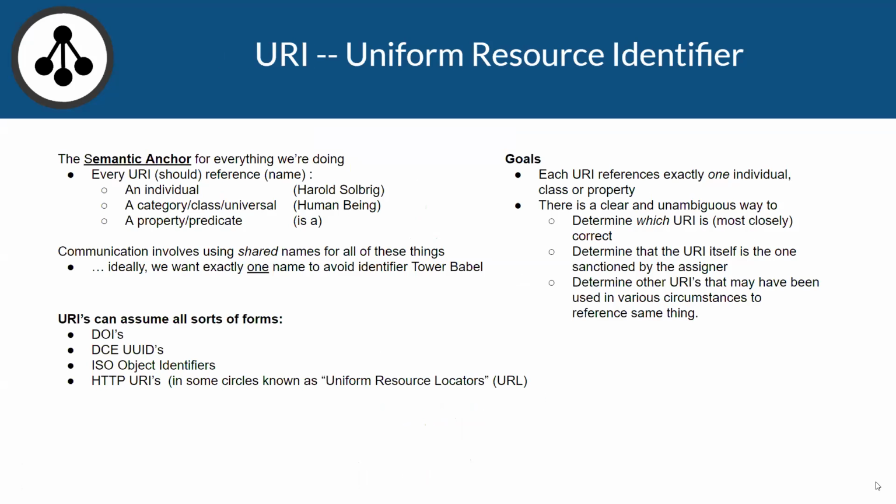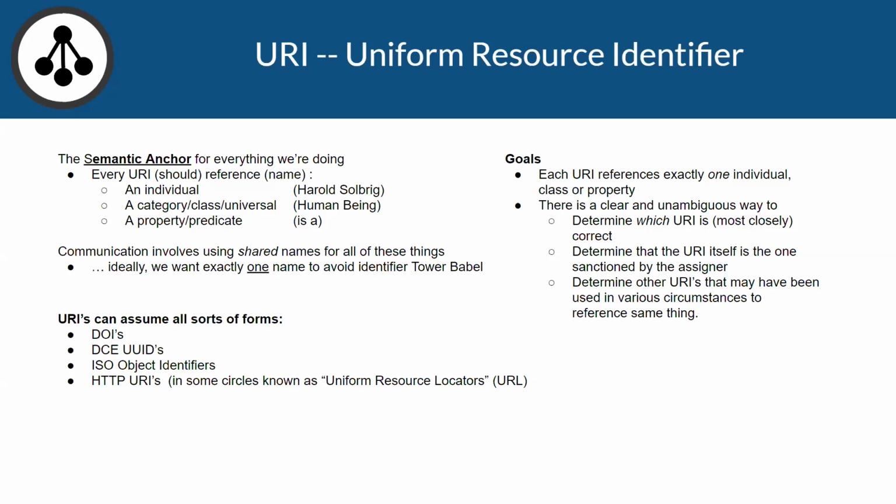URI, a uniform resource identifier. If we're going to be talking about stuff, we need to get around to naming. First thing Plato et al. did in Cratylus. It's going to be the semantic anchor for everything. A URI needs to name individuals, Harold Solbrig, the tree outside Harold Solbrig's house.